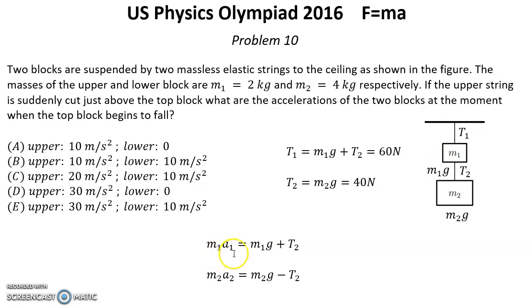So M1 A1 equals M1g plus T2, and M2 A2 equals M2g minus T2. We see that M2g equals T2, so that equals 0. M1 A1 equals 60 newtons, and M2 A2 equals 0. From here we can find that A1 equals 30 meters per second squared and A2 equals 0. That's answer D, which is correct. That was the solution for problem number 10.